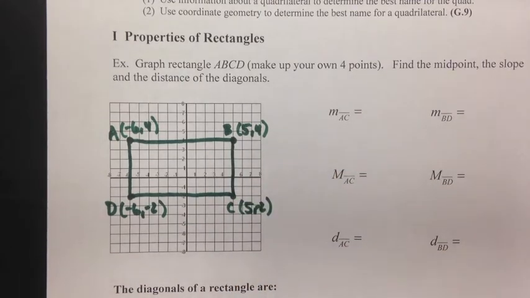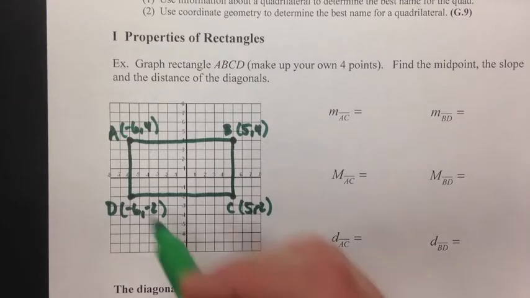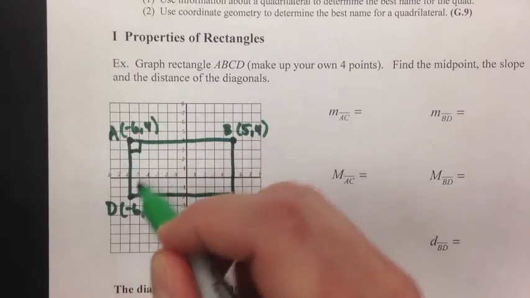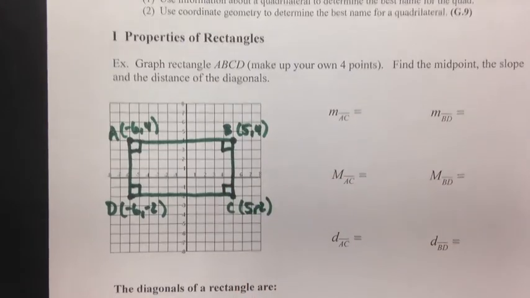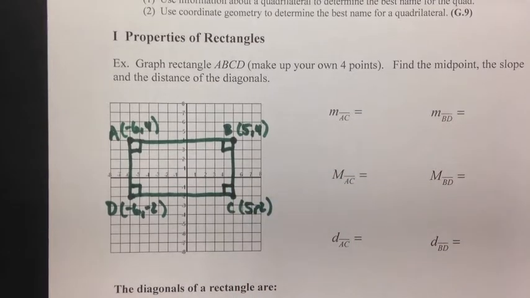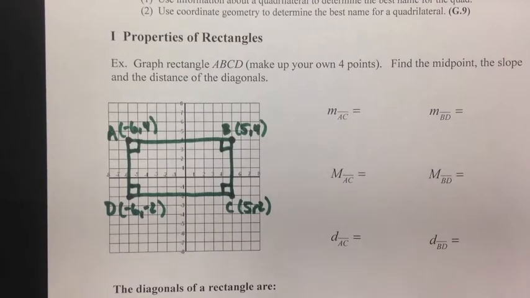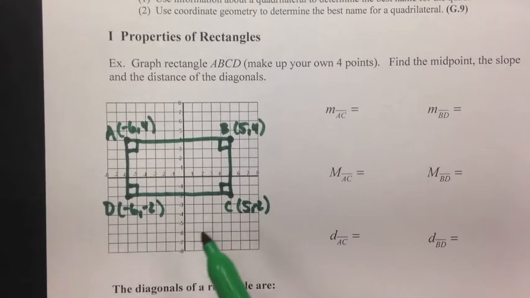Now, we've already talked about the definition of a rectangle. The definition is a quadrilateral with 4 right angles. So when you see something like that, you know right away that is a rectangle. The other thing about a rectangle is that this is a parallelogram. So all the properties of a parallelogram are also going to be true. Now, I'm not going to write everything down, but let's just discuss them.